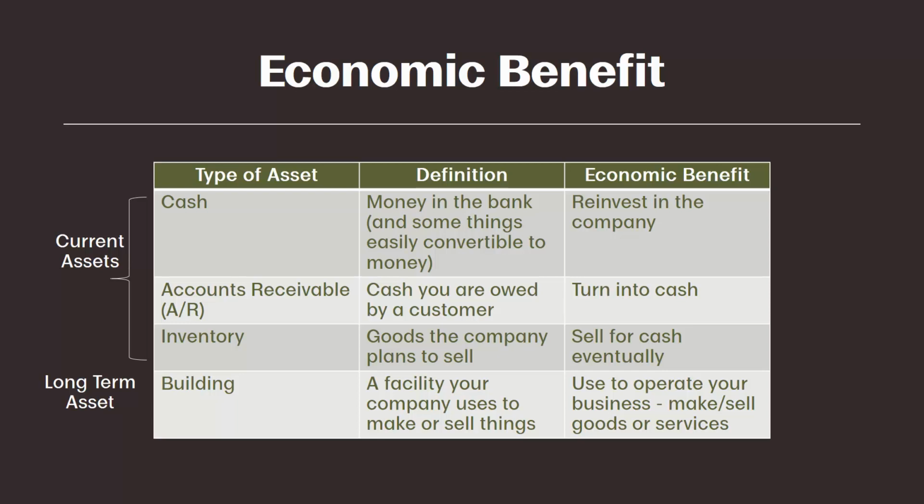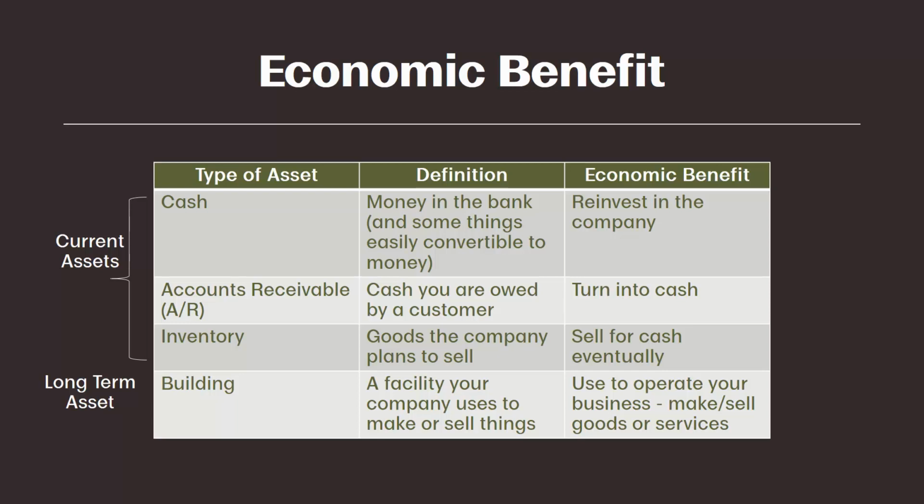Let's go back to the long-term asset briefly that we have listed here as an example. The example we use here for a long-term asset is a building. A building is a facility your company uses to make or sell things. So it could be a factory that Apple uses to make an iPhone, or it could be an Apple store that Apple uses to sell an iPhone and their other devices. The economic benefit of a building is that we're using it to operate our business. So we're making or selling goods or services. So eventually that building is going to provide us with sales, which eventually will turn into cash.